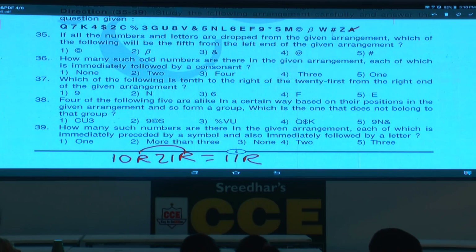11th from the right: 1, 2, 3, 4, 5, 6, 7, 8, 9, 10, 11. The 11th from the right is F, and it is given in choice 4. Question 37, choice 4 is the answer. Done with this? Then 38.